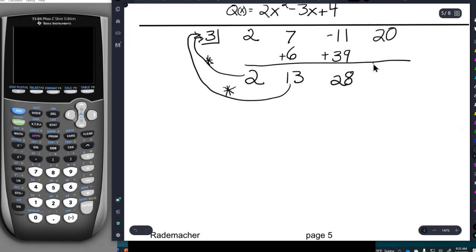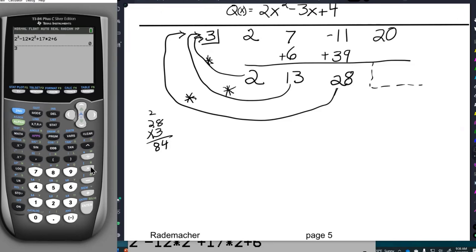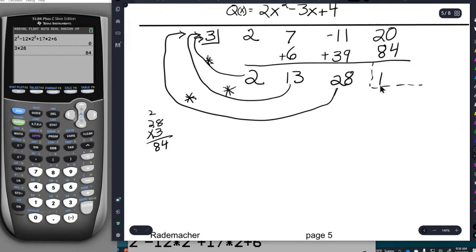And we can already tell, right? When I add 3 times 28 to 20, that is not going to be 0. But let's do it. Let's play the game. 3 times 28. I've got a calculator right here. Oh, well, 84. See if I was right. 3 times 28. Enter. Yeah, all right. So this is 84. 28 times 3 is 84. I write it here. 20 plus 84 is 104. So 3 is not a 0 of f of x.